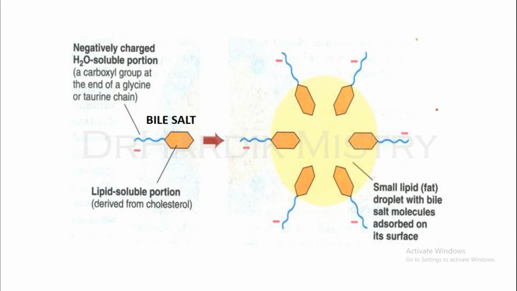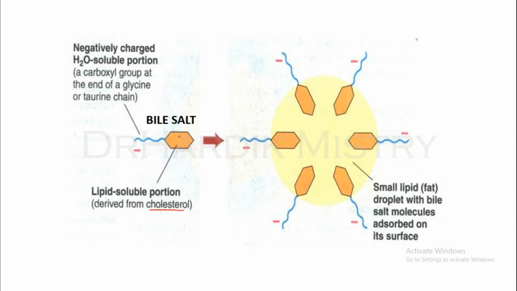So first of all, I am going to tell you the structure of the bile salts. This is how the bile salt looks, and it has a lipid soluble portion which is derived from the cholesterol, and a negatively charged water soluble portion. Here it is the negatively charged water soluble portion, the carboxyl group at the end of the glycine or taurine chain. And this is the lipid soluble portion which is derived from the cholesterol. So this is the structure of the bile salts.